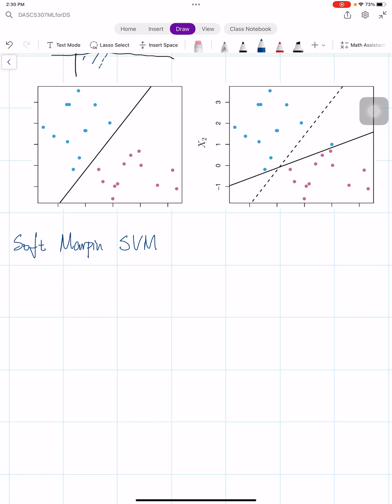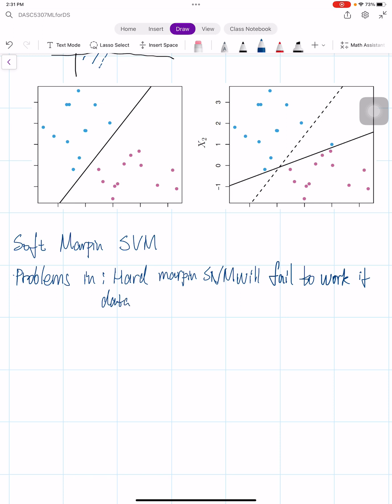So the problems in hard margin support vector machine are these. The hard margin support vector machine will fail to work if data is not linearly separable. That's the first drawback. Second, it is also very sensitive to outliers.